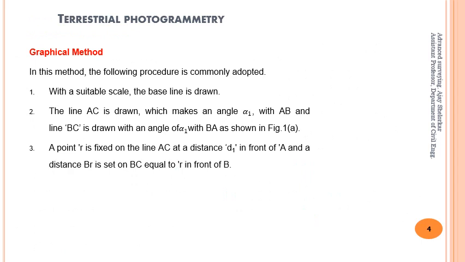In this graphical method, the following procedure is commonly adopted. With a suitable scale, the baseline is drawn. The line AC is drawn, which makes an angle alpha 1 with AB, and BC is drawn with the angle alpha 2 with BA, as shown in figure 1a. A point R is fixed on the line AC at a distance d1 in front of A, and the distance BR dash is set on BC equal to d1 in front of B.